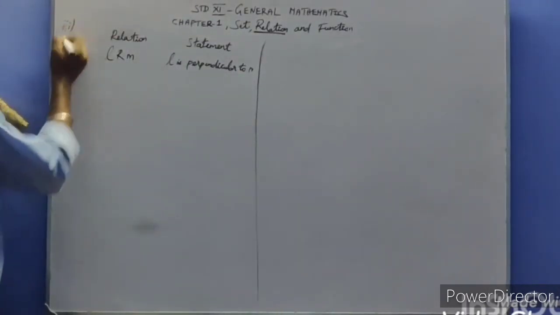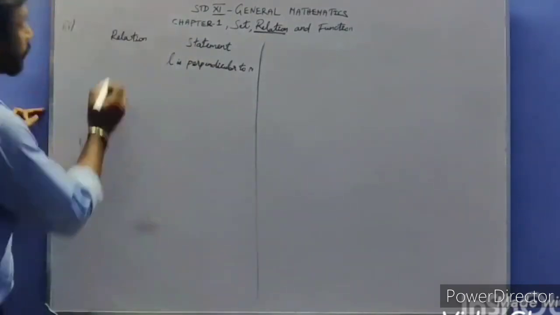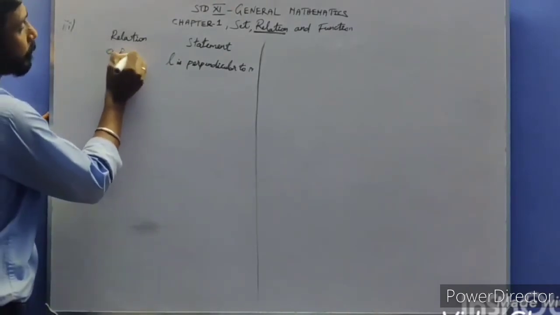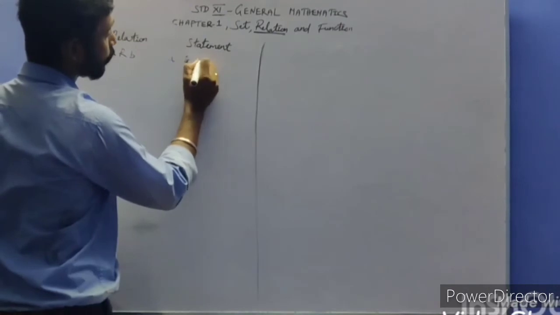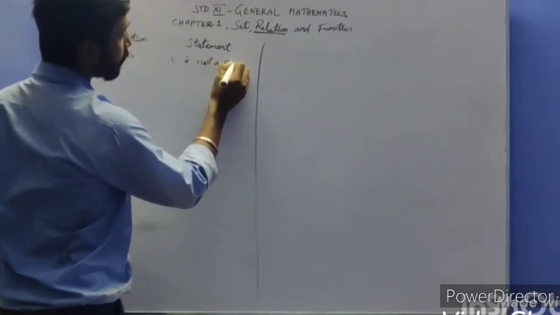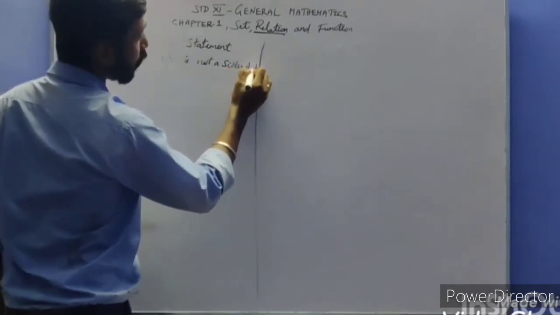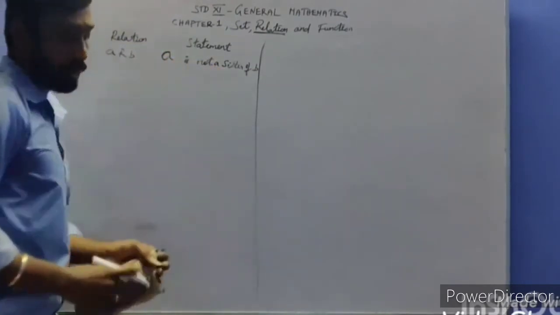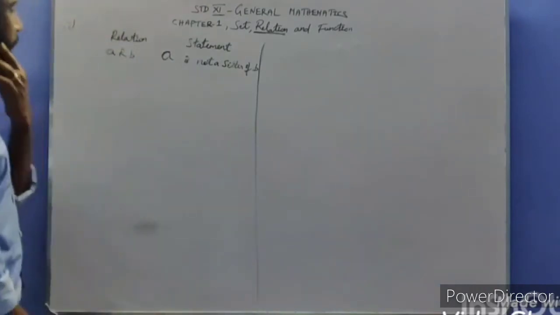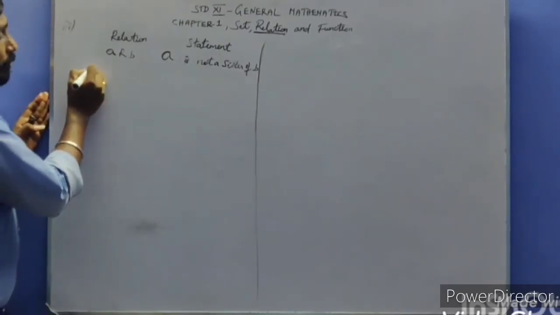What is the relation they are giving here? A related to B. What is the statement given here? A is not a sister of B. So it is the same condition: A is not a sister of B. Here you have to take it. Now we assume the values. A is equal to 1.